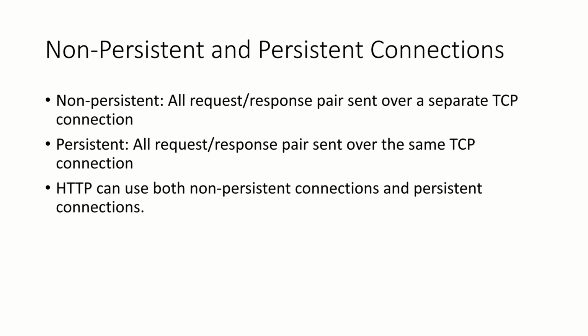For the HTTP protocol, there are two different connections. They are the non-persistent and persistent connections. For non-persistent connections, all request response pairs are sent over a separate TCP connection. And for persistent connections, all request/response pairs are sent over the same TCP connection.